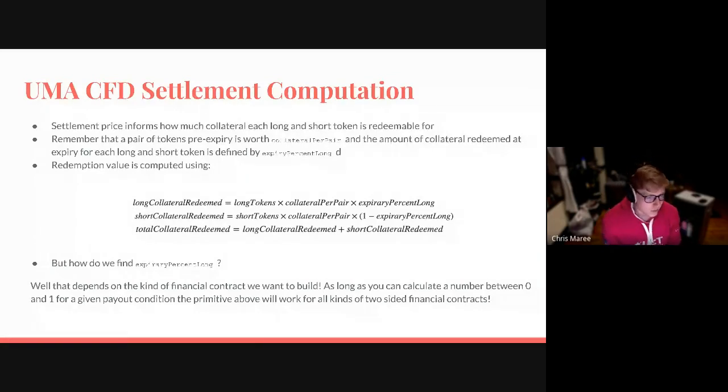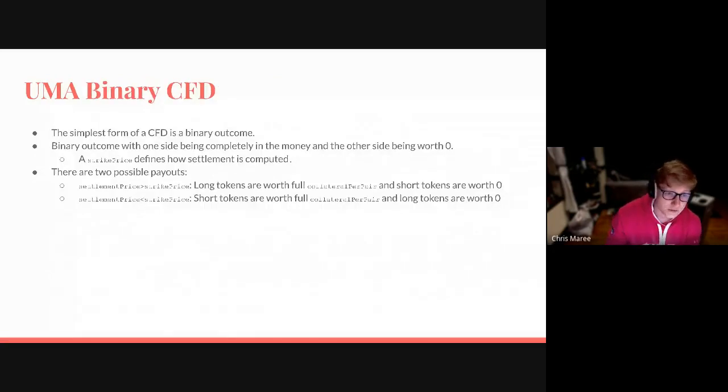So the four primitives that we'll discuss later on, all of them map to the same thing, where, given some properties of a financial contract and some settlement logic, can we find a number between 0 and 1 that will divvy up the collateral between longs and shorts, where if it's completely neutral, the longs get half, the shorts get half. As it favors the long side, the number goes above a half, tending towards 1, and as it favors the short side, it goes below a half, tending towards 0, and just mapping the financial contract into that criteria. So the first and simplest example is a binary CFD.